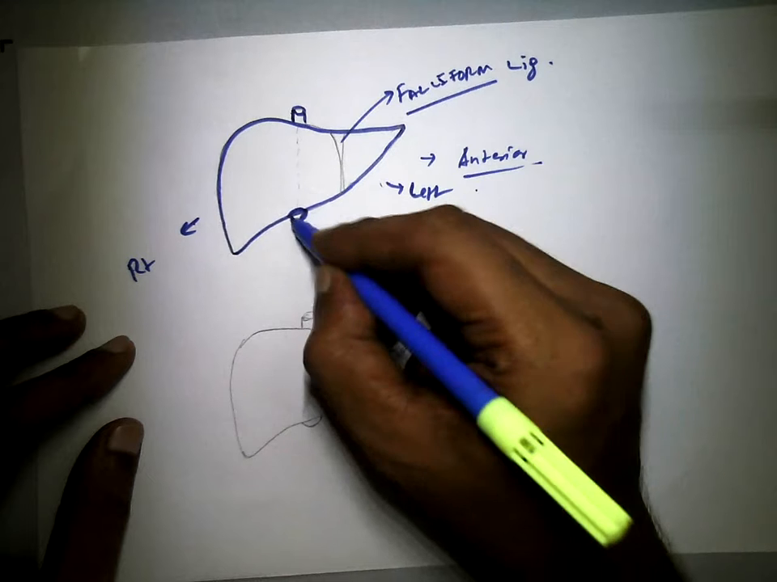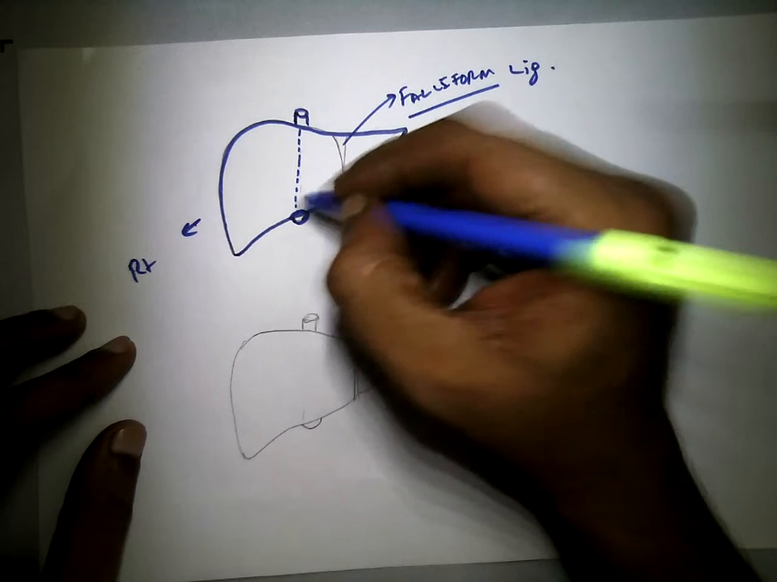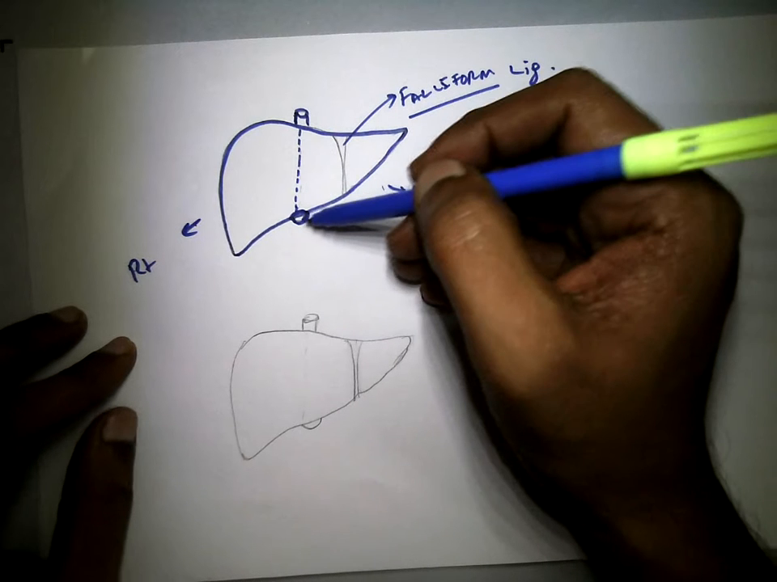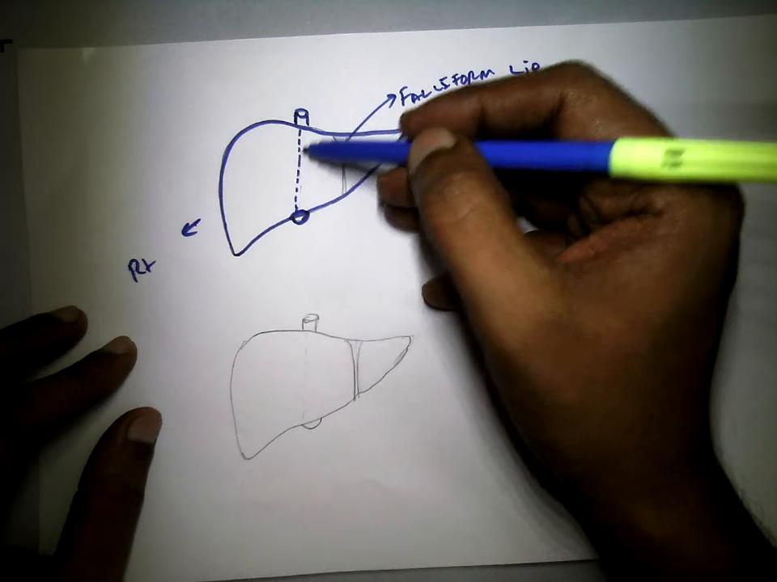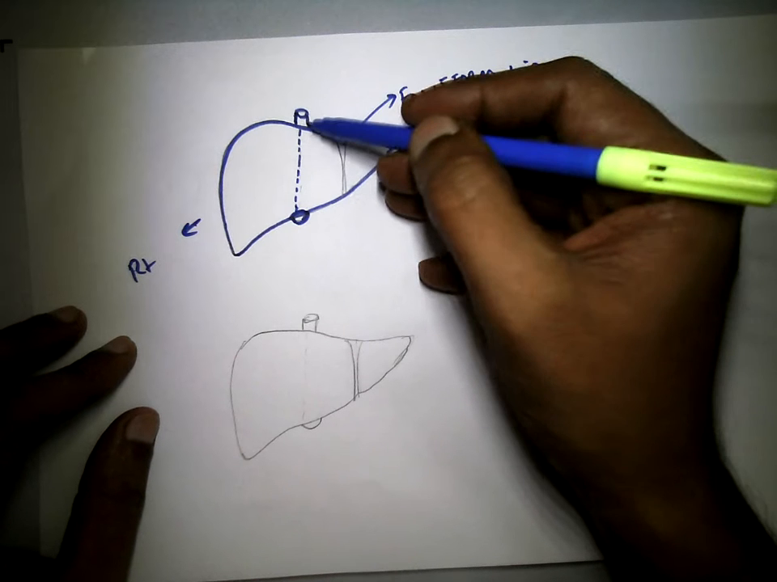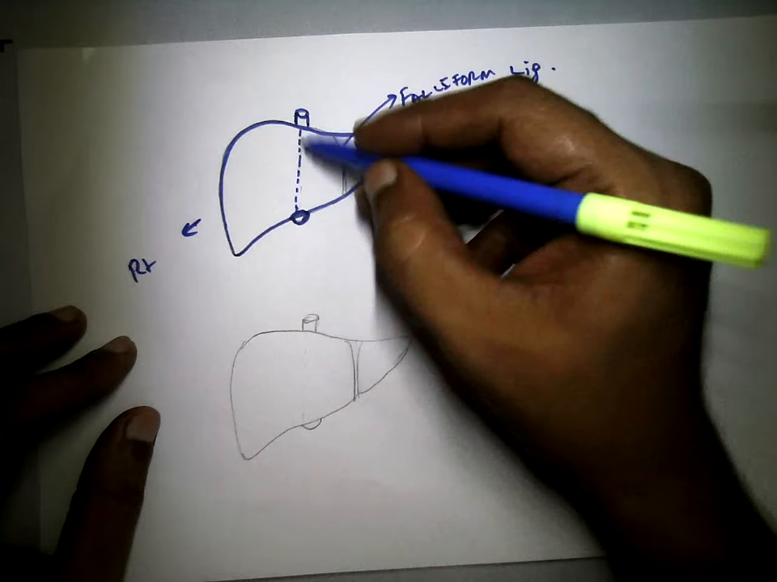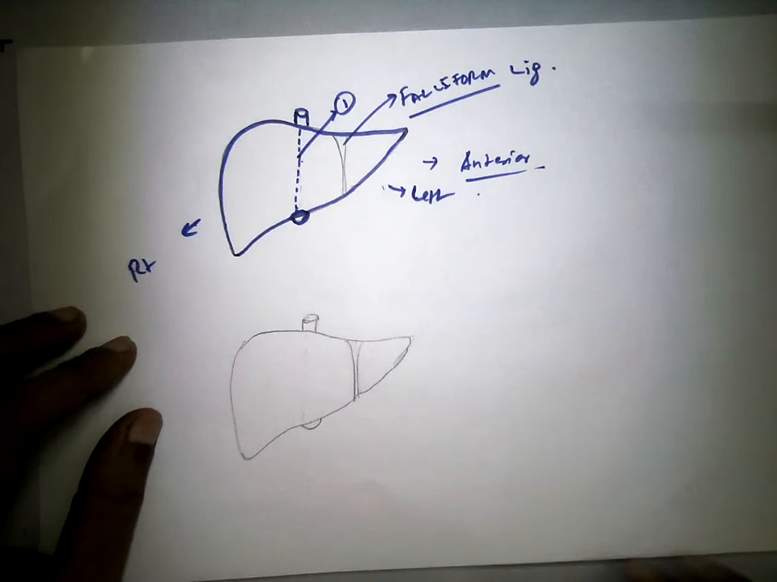Here is the fundus of the gallbladder. The imaginary line connects the cystic notch in the inferior border, goes along the anterior surface as well as the superior surface, to reach the groove for the inferior vena cava on the posterior surface. So this is the first imaginary plane which you should remember.